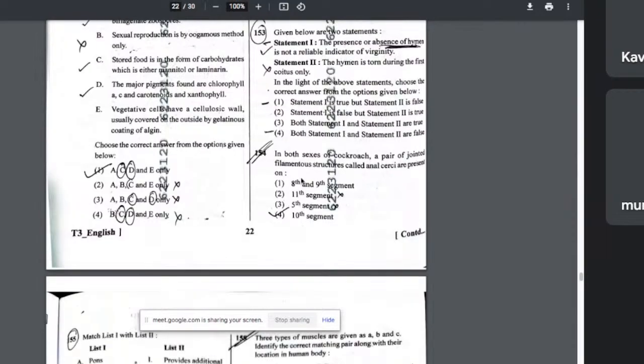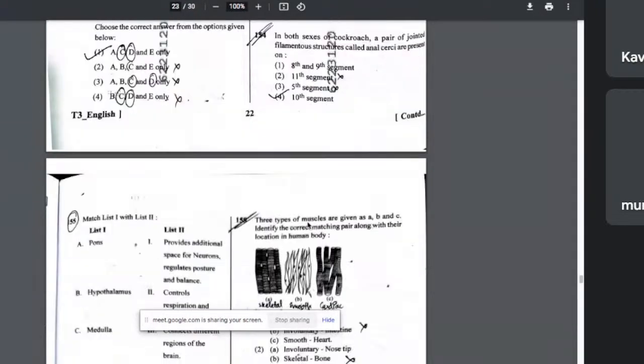In both the sexes of cockroach, a pair of jointed filamentous structures called anal cerci is present on the 10th segment. It's a very factual question which is in NCERT. So the answer for 154 is 4.